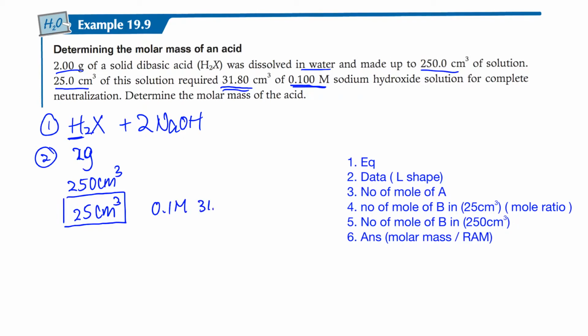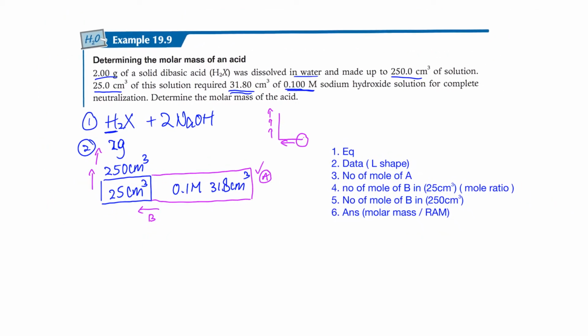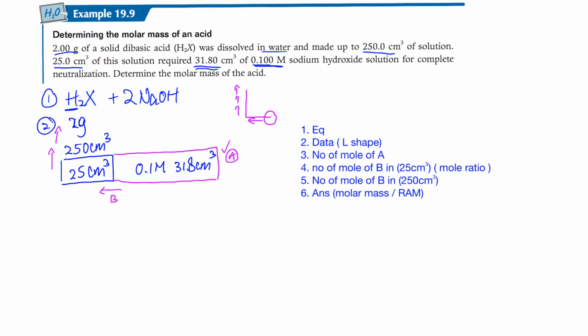So therefore you know that actually we are using NaOH to react with this 25 cm cube, but not the others. So this will be the titrant, and this will be the analyte. So right here, this one will be the number of mole of A, and then we can use the mole ratio for B, and then we'll move up to 250, and then we'll go up to find out the X. The direction will be like this. I always call this the L shape, because normally you start from here and go to the left, and then one level upwards, and then we're going to find the original one.